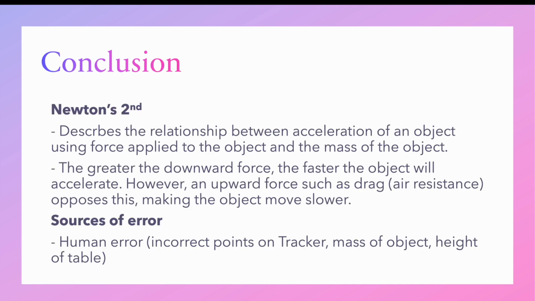So in conclusion, Newton's second law describes the relationship between the acceleration of an object, the force applied to the object, and the mass of the object. The greater the downward force, the faster the object will accelerate. However, an upward force such as drag, in this case air resistance, opposes this, making the object move slightly slower.